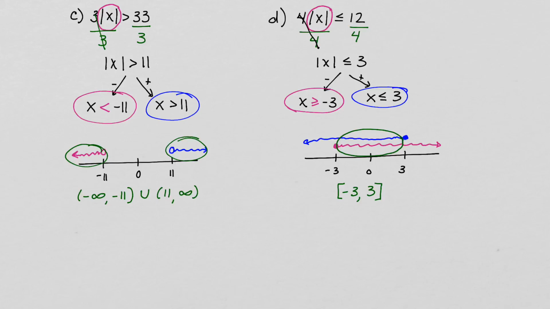So the things to remember are, you need to get the absolute value all by itself. You have to check to make sure this is a positive number. Then we split it. If our answers overlap, like they did here, we're going to take the overlap. If they don't overlap, like over here, we're just going to take each of those pieces.